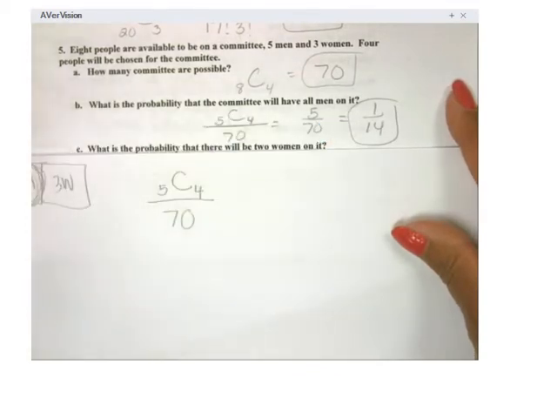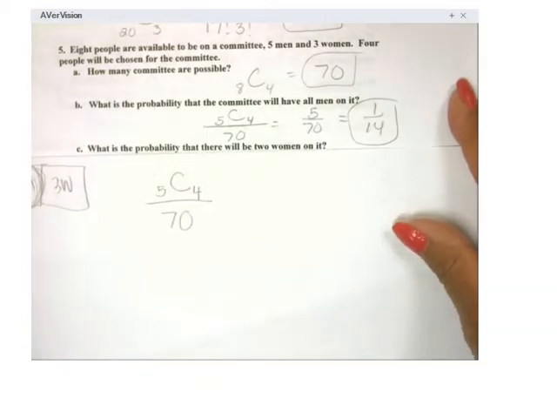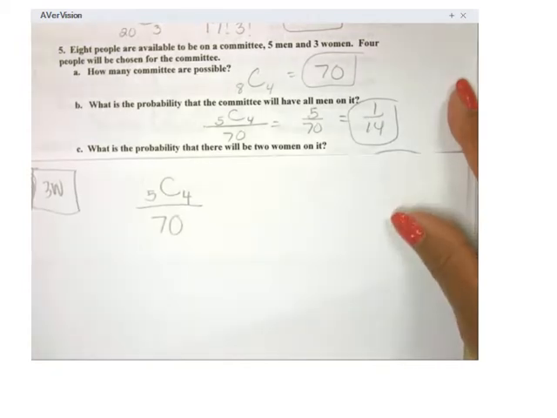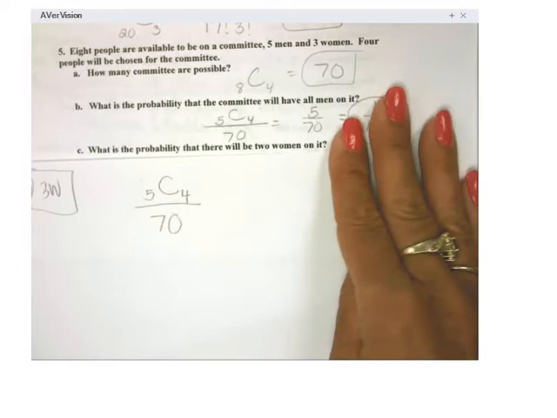I would have a 5 out of 70, or a 1/14th chance, or 1/14th of my committees that would be randomly picked would have all men on them. Not a huge chance, but there is a chance of that happening.